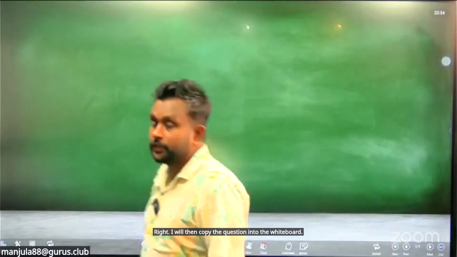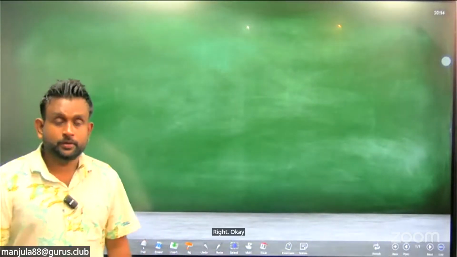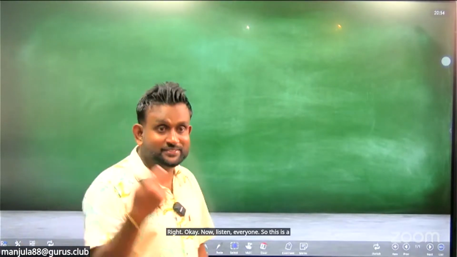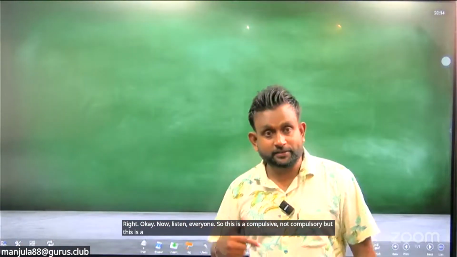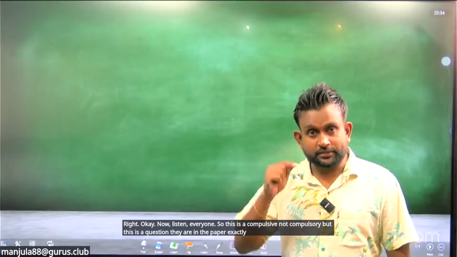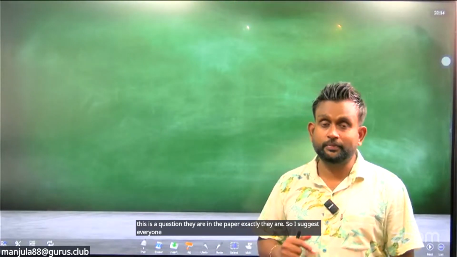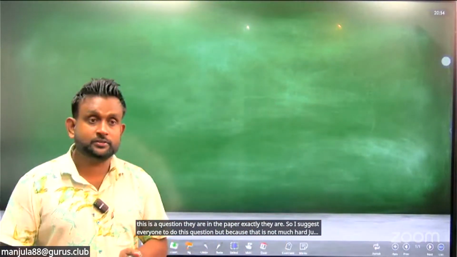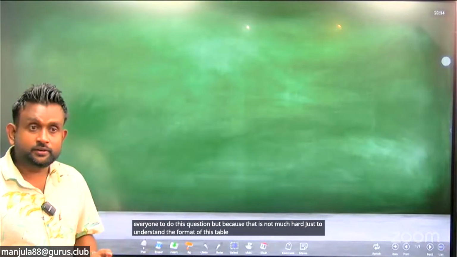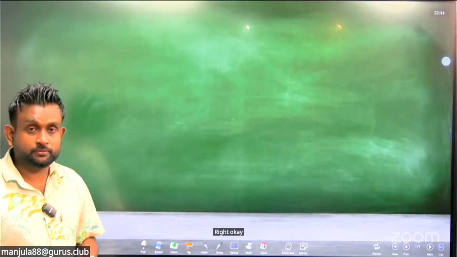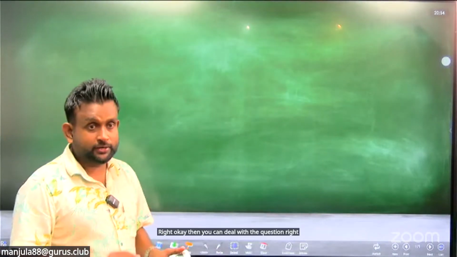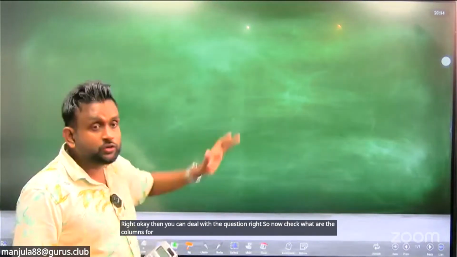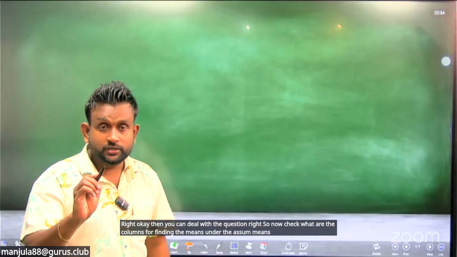Now listen, everyone. This is a question that is definitely in the paper, so I suggest everyone do this question, because it is not very hard. Just understand the format of this table for finding the mean. Then you can deal with the question. Now check what columns are needed for finding the mean under the assumed mean method. We have 5 columns.